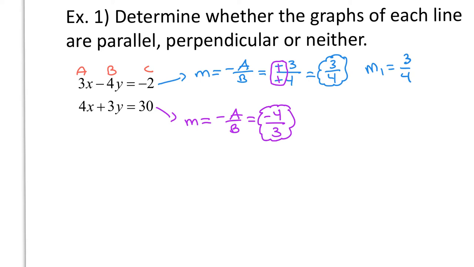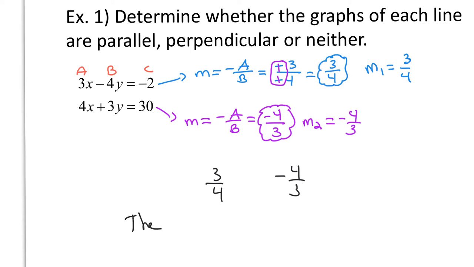So let's go ahead and just compare the two. I'm just going to write here m sub 2 equals -4 over 3. That's my second slope. So my first slope is 3 over 4, and my second slope is -4 over 3. You see? This one is the opposite reciprocal of this one. One's positive, one's negative. The 4 went to the top, the 3 went to the bottom. Opposite reciprocal. So that means, guys, that the two lines are perpendicular.